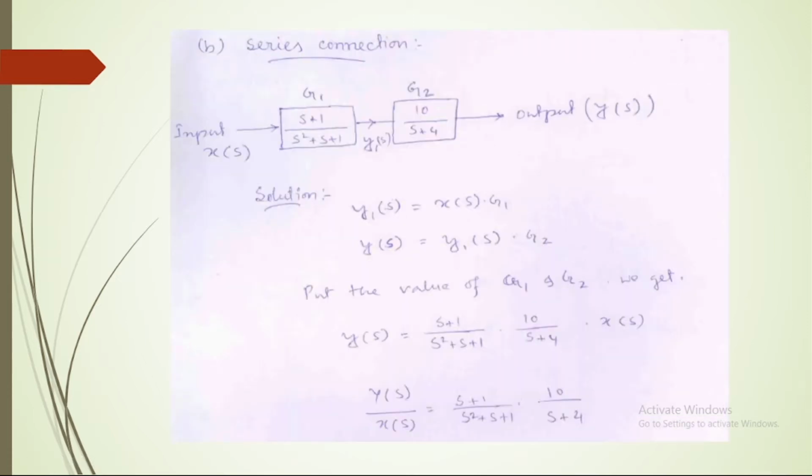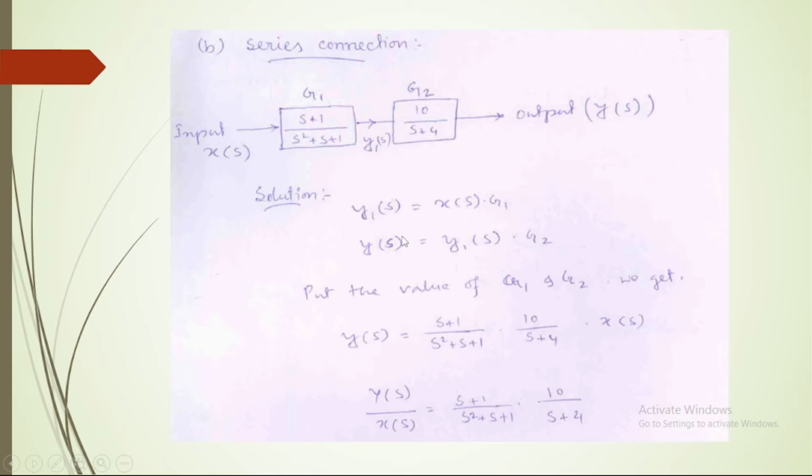Then another connection is given, which is a series connection. Here you see two blocks. In a control system these are called blocks. Two blocks are given, Z1 and Z2, where Z1 is s plus 1 upon s square plus s plus 1, and Z2 is 10 upon s plus 4. Similarly, we apply input x of s, the output of Z1 is y1 of s, and the final output is y of s.